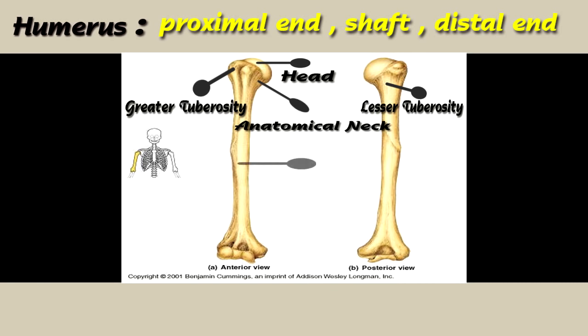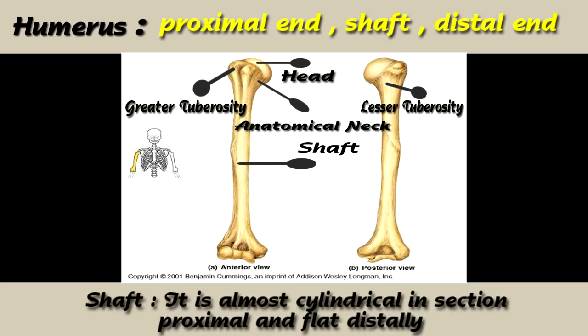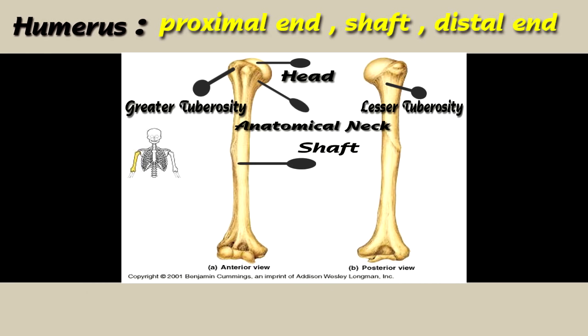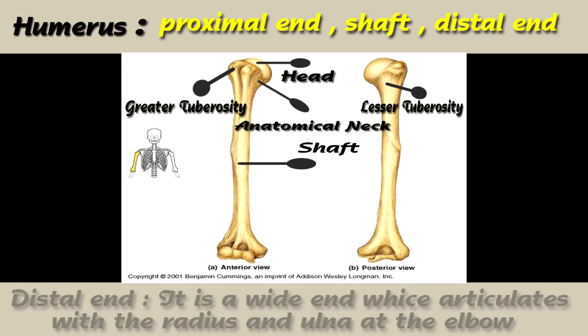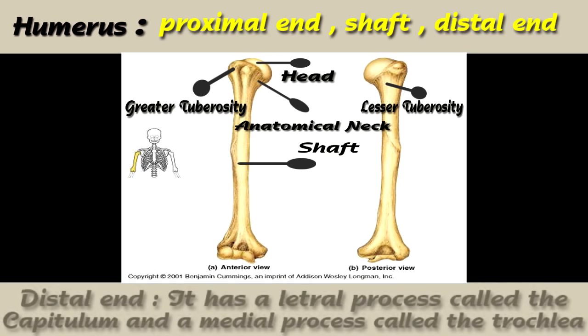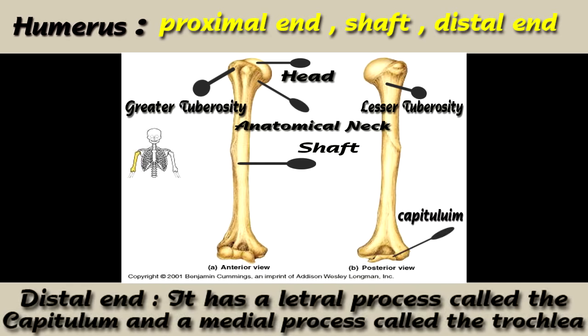Now we will pass to the shaft. It is almost cylindrical section proximally and flat distally. The distal end, it is wide end which articulates with the radius and ulna at the elbow. Also it has lateral process called the capitulum and medial process called the trochlea.